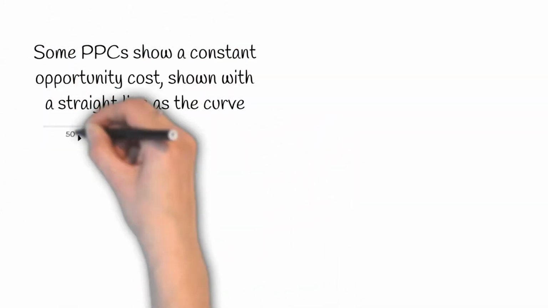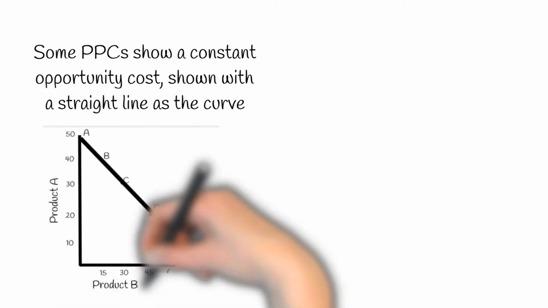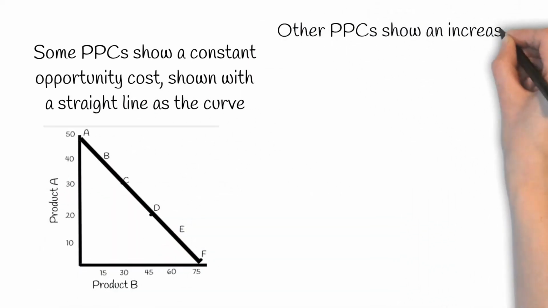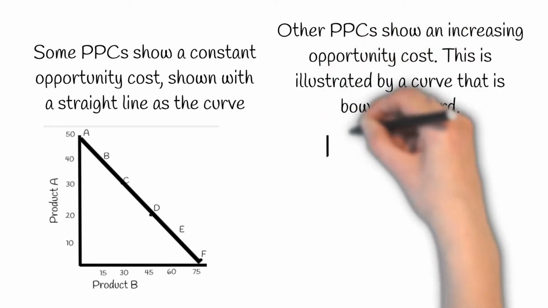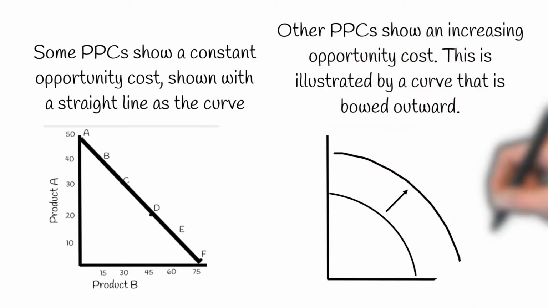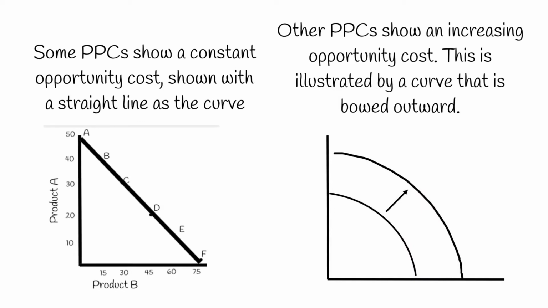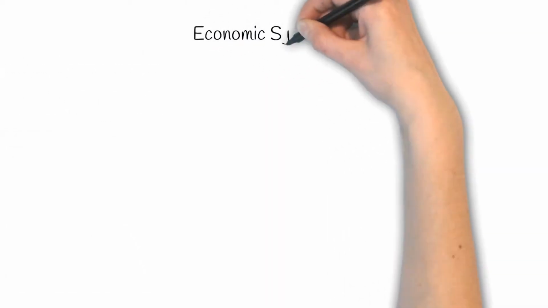Some production possibilities curves show a constant opportunity cost, which is shown with a straight line as the curve. But other production possibility curves show an increasing opportunity cost. This is illustrated by a curve that's bowed outward.